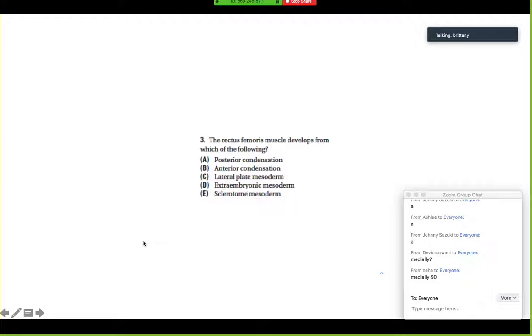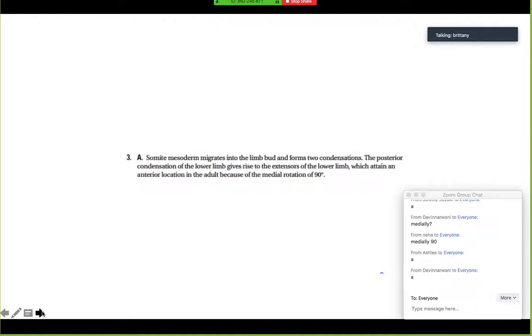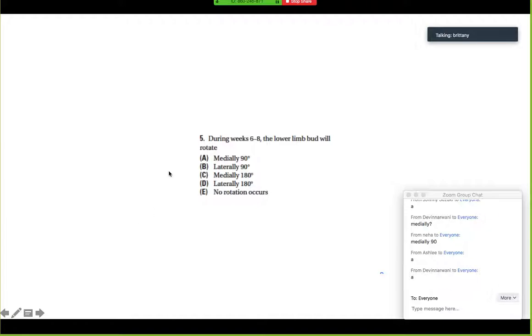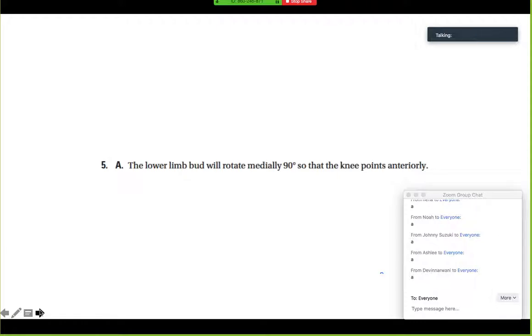Okay, rectus femoris. It's developing from. Right, good job, you guys. Posterior. Okay, and then number 5, we went over this one. So the lower limb is rotating medially, right.